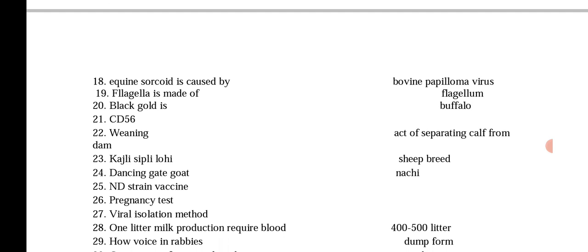Kajli, Sipli and Lohi are sheep breeds. Kajli has a dark or black spot around the eye, which is called Kajal in Urdu, so it is called Kajli. Sipli and Lohi are also sheep breeds.